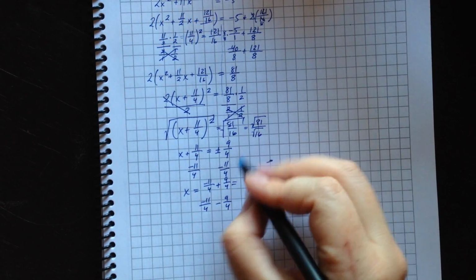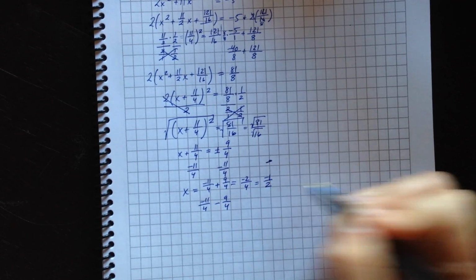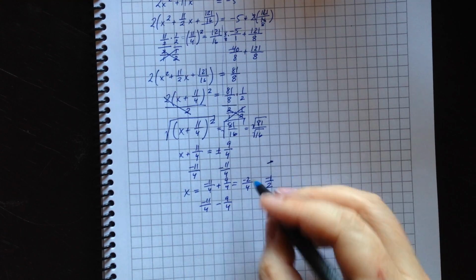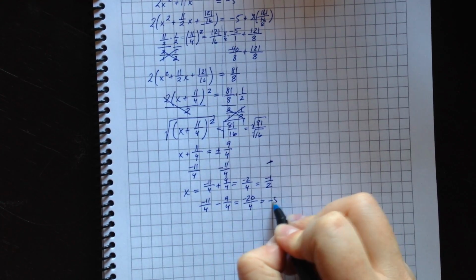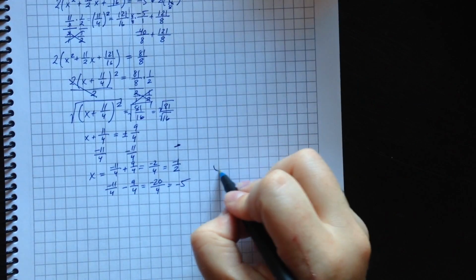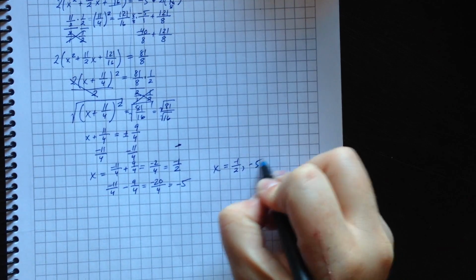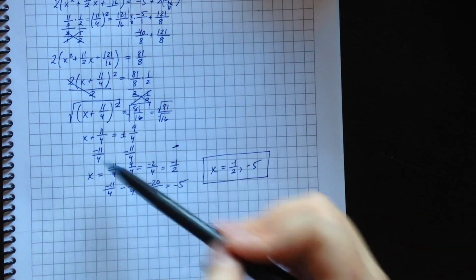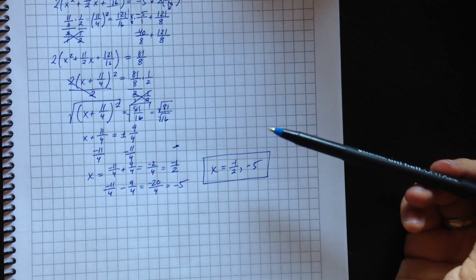Negative 11 plus 9 over 4 is negative 2 over 4, which simplifies to negative 1/2. And negative 11 over 4 minus 9 over 4 is going to be negative 20 over 4, which simplifies to negative 5. So that means my answer, x is equal to negative 1 over 2 and negative 5. Those are my roots. So it was a little bit harder because there were a couple more steps that we had to do, but it's basically the same process.